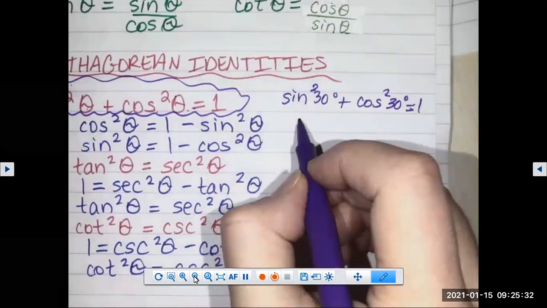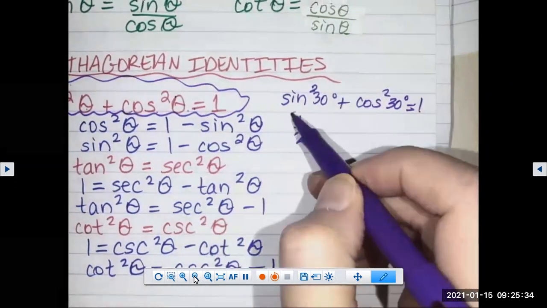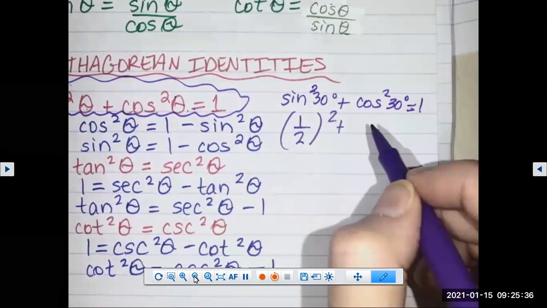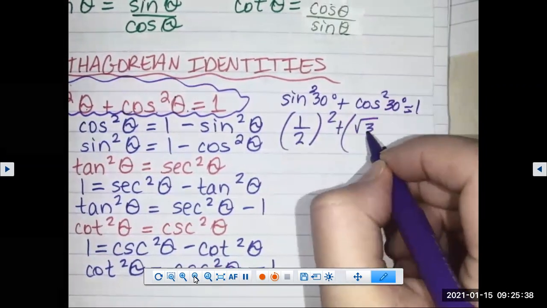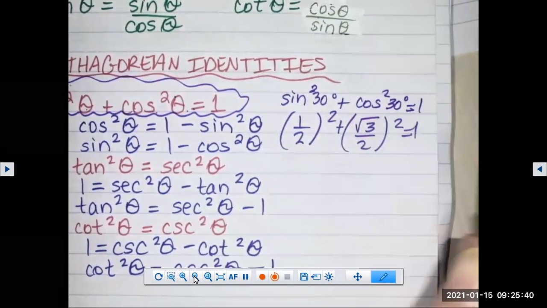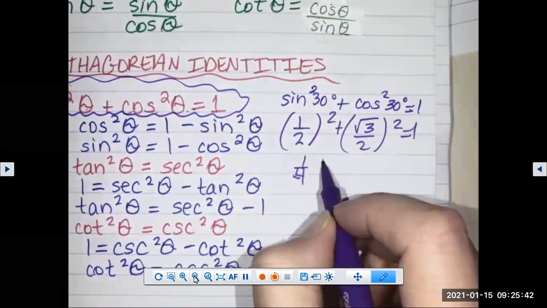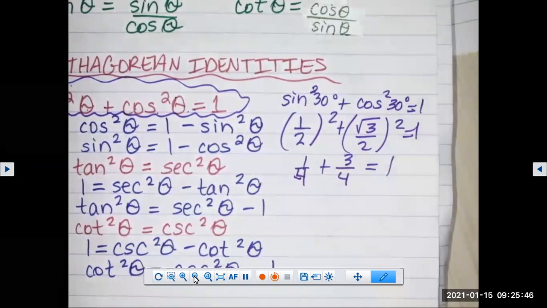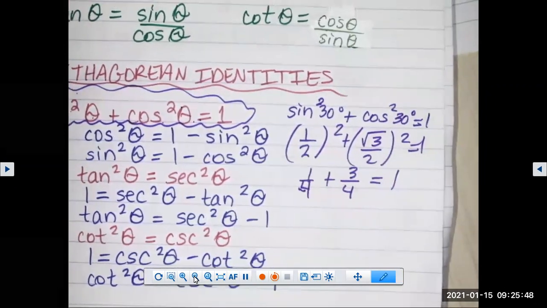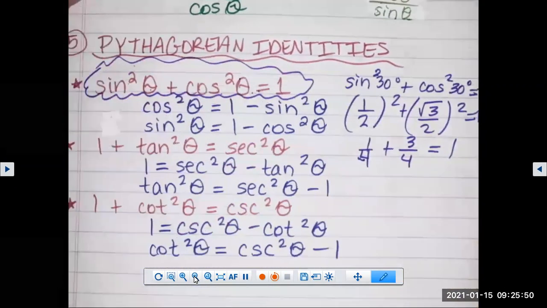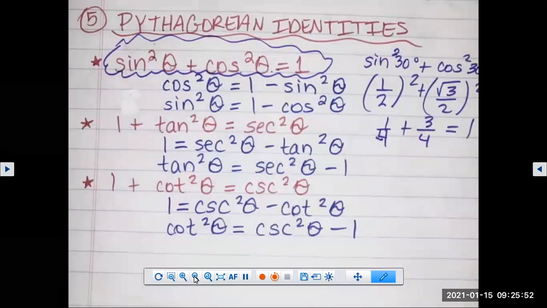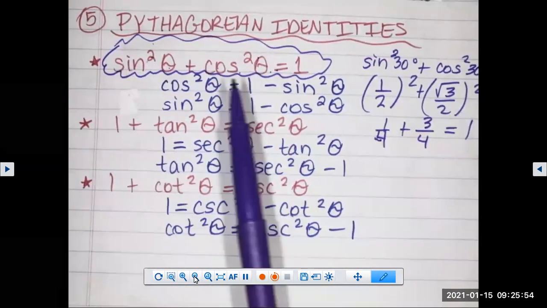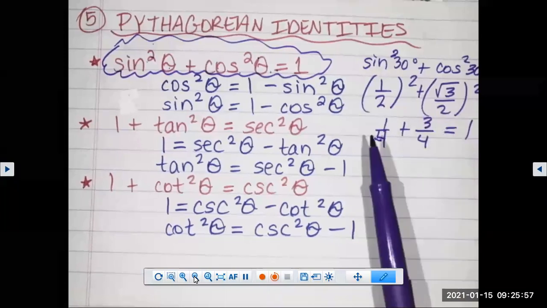Sine of 30, we said, was 1/2, so we'll have 1/2 squared. Cosine of 30 degrees is root 3 over 2 squared. Square both of those, 1/4 plus 3/4. 1/4 plus 3/4 equals 1. So if you see sine squared, cosine squared, tangent squared, all it means is you're taking that x or y coordinate and squaring it.